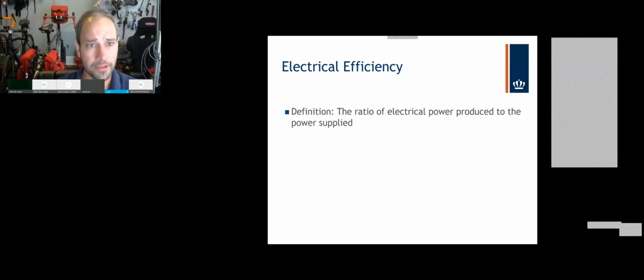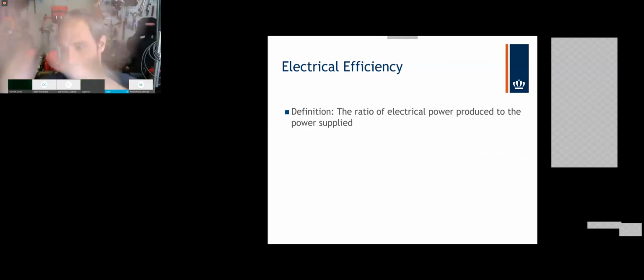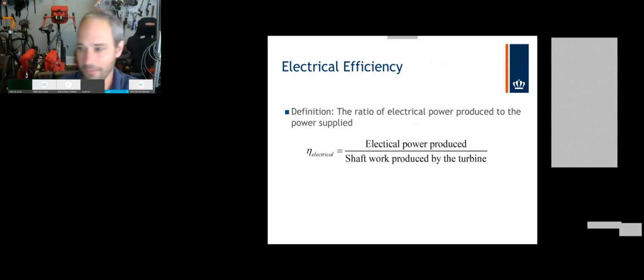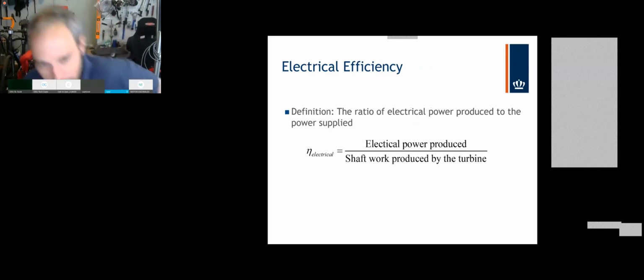Let's see. Electrical efficiency. The ratio of electrical power produced to the power supply. That's the generator side right there. If that's not looking good and it's got bad numbers and you're a mechanical engineer, you can put your hands in the air and say, I'm done. Ask the electrical engineer to handle it. You can throw them under the bus because that's their job. Don't make them look bad.